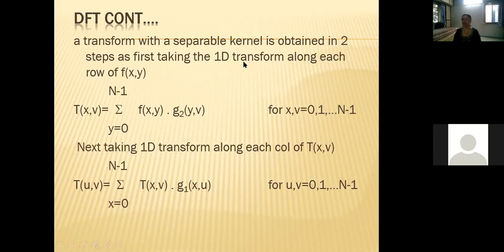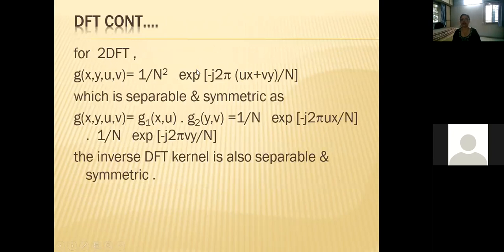That's why this property is very important. So here, a transform with a separable kernel is obtained in two steps, first taking the one-dimensional transform along each row of f(x,y). Our f(x,y) is actually a two-dimensional signal, but when we consider a single row, it becomes a one-dimensional signal. Now we can apply the transform on f(x,y) first along the rows, so f(x,y) into g2(y,v). This is your g2(y,v).